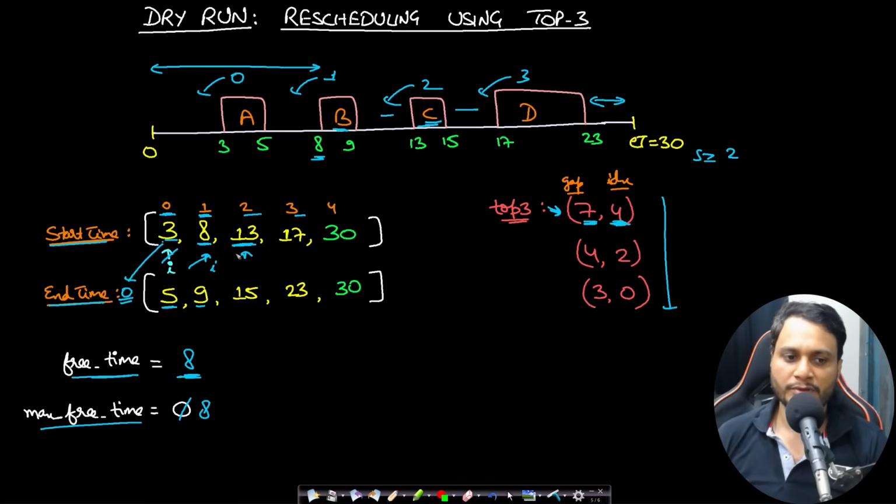This is 4, so I can do non-adjacent assignment, and so the time gap which gets created in the middle is 17 minus 9, and that will be equal to 8. So in this case free time is already 8, so no update is going to happen for this third meeting. If you do the rescheduling, what is the time? It is 23 minus 17, which is 6.